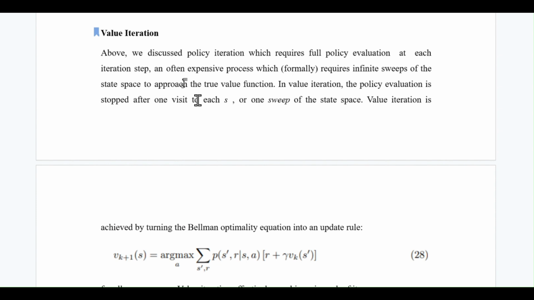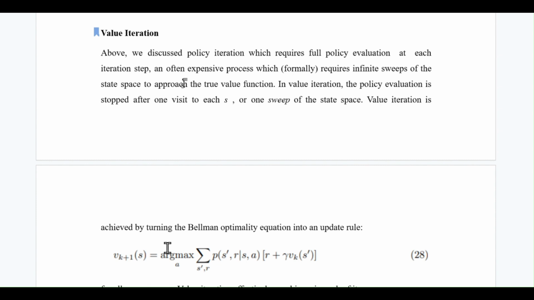Value iteration is a method that combines policy evaluation and policy improvement into one step. So instead of evaluating the entire policy at once, we only evaluate it for one step. This can improve the policy based on the evaluation.